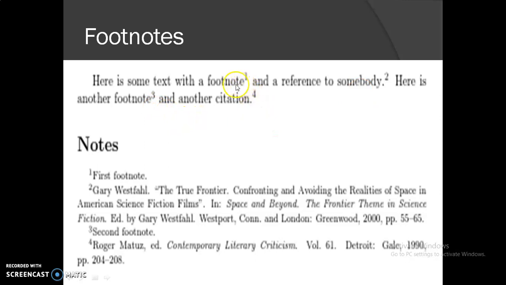This is the reference number 1, the first footnote, and 2, a reference to somebody, that is Gary Westphal, it's given here, and another footnote 3 is here, and for this name and the citation.